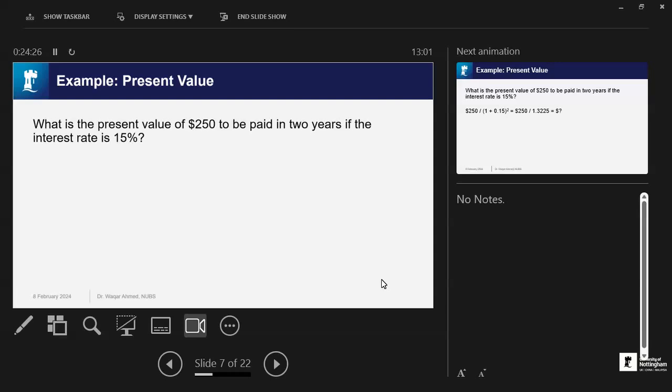So can I say the same question differently? How much would you be willing to pay today to receive 250 in 2 years' time? Right? It's the other way to say the same thing, right? How much are you willing to pay today to receive 250 in 2 years' time, right?